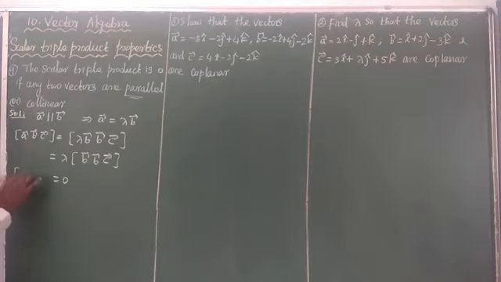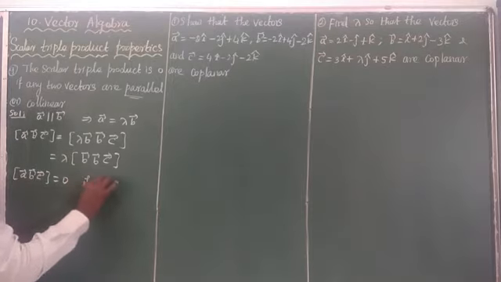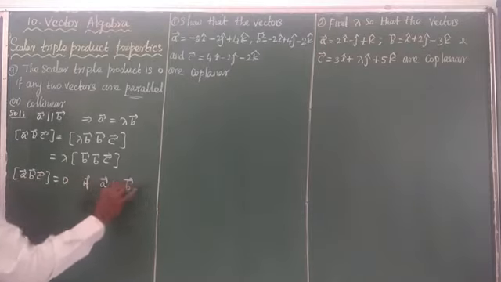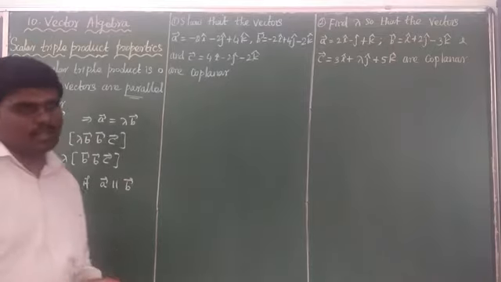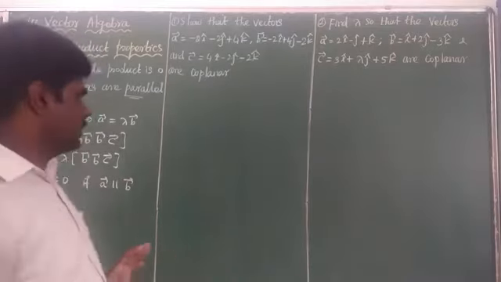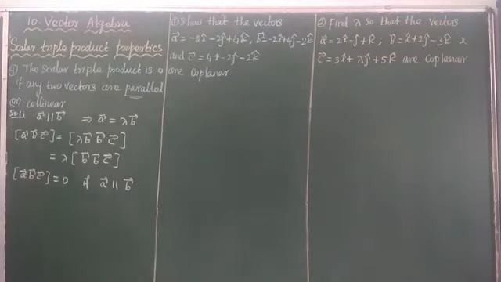So what is the conclusion? A vector, B vector, C vector: the scalar triple product of any three vectors is equal to 0 if A vector is parallel to B vector, or the two vectors are collinear. These are the conditions.